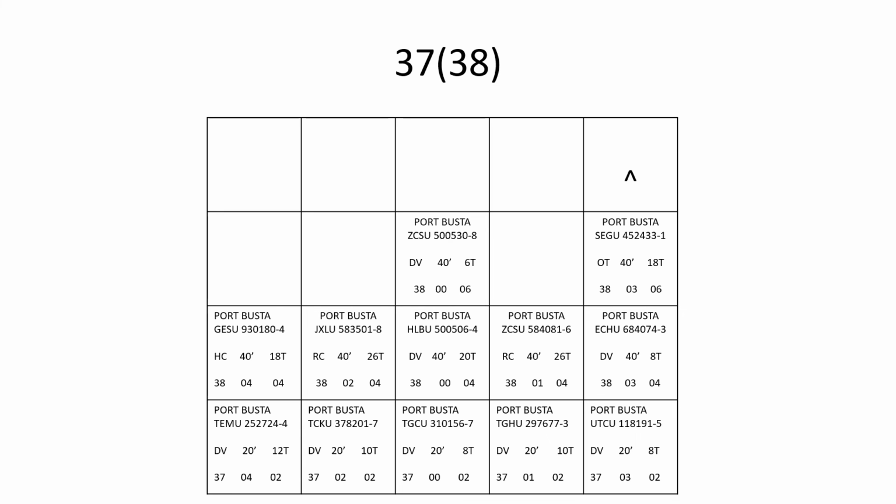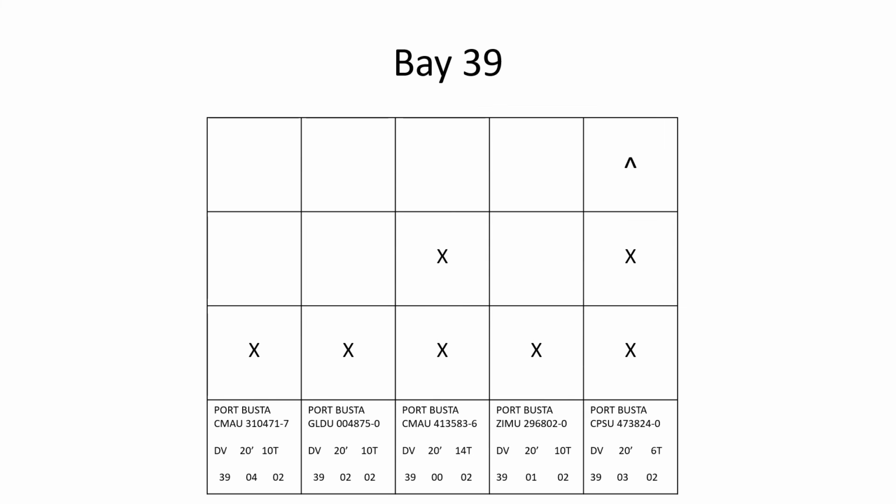As you can see, everything is there: the port, the container number, the type, the size, and the weight, and also the cell address for each container position. This is what the after side looks like, as you can see. So we have stored all the port BUSTA containers on the bay plan.